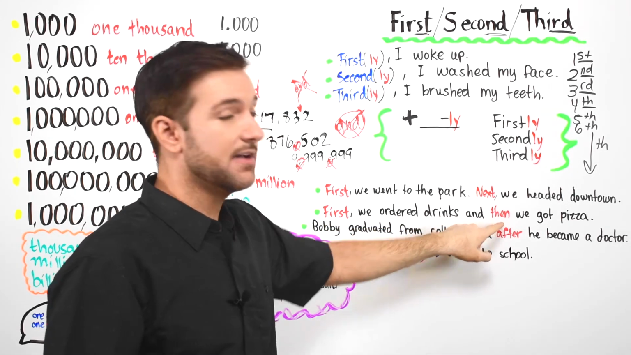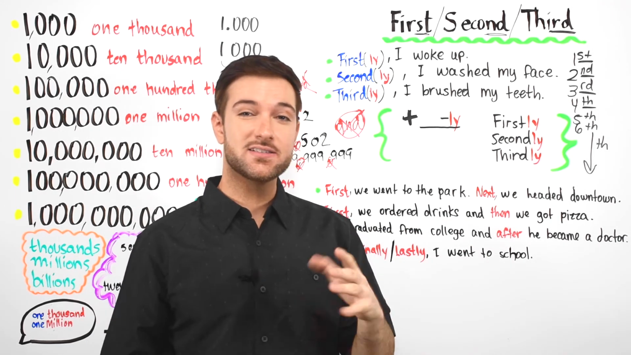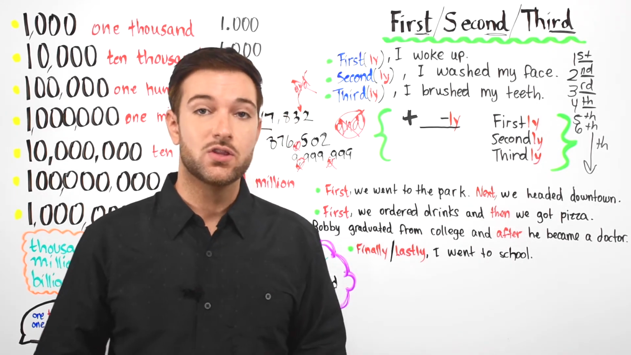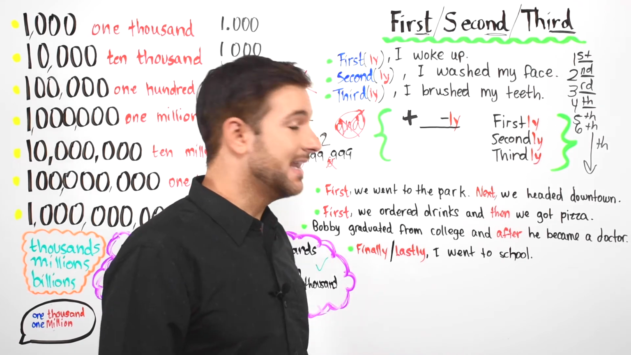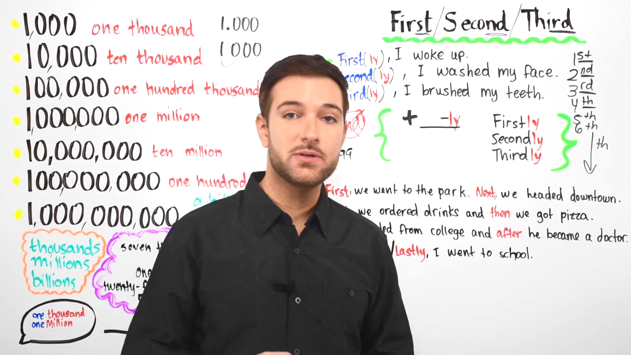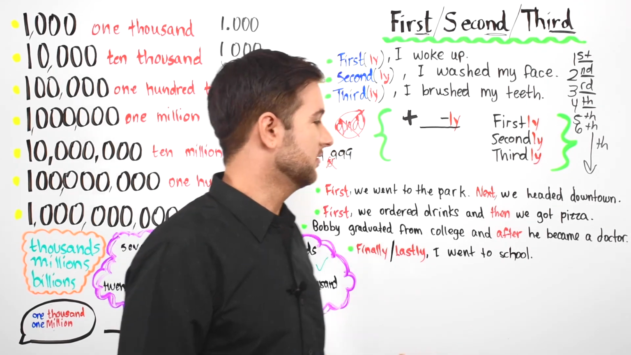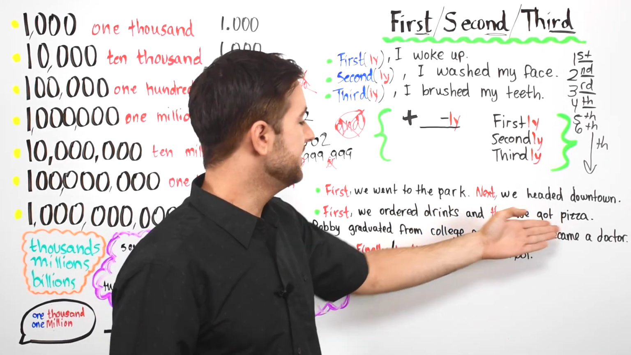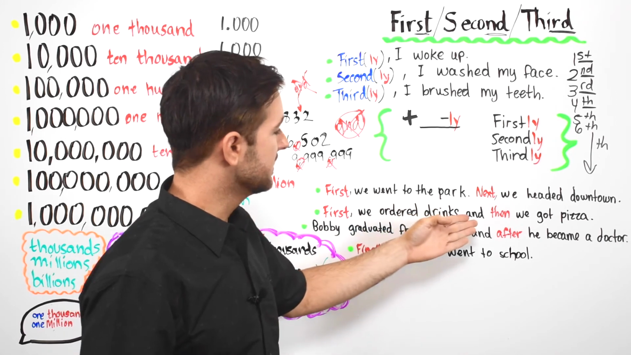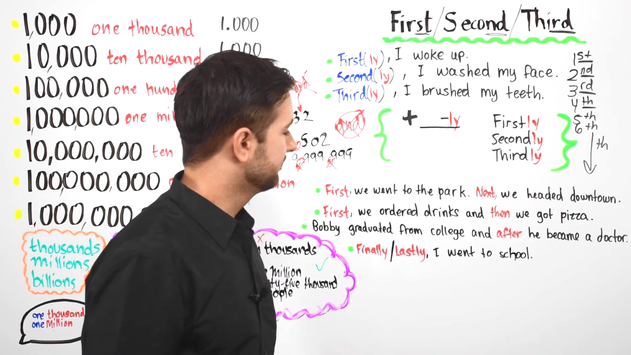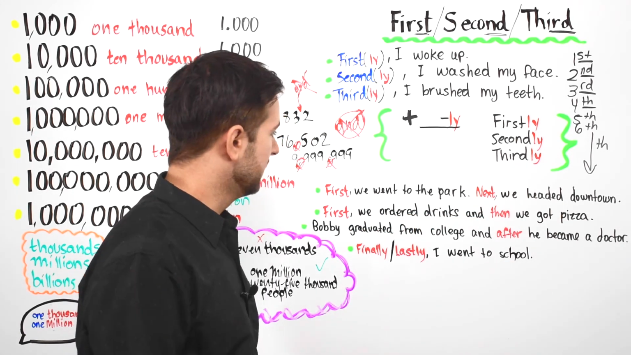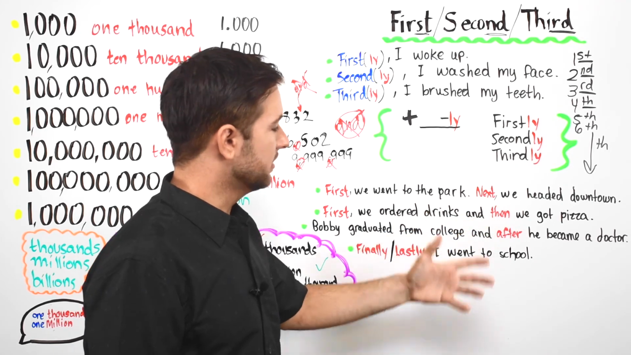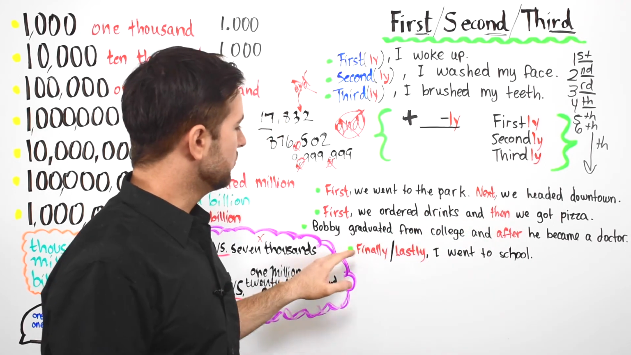So you can see we have another word, which is kind of similar to next, okay? The word is then, all right? And then we did this, and then we did that, okay? First we ordered drinks, and then we got pizza. Or you could say, first we ordered drinks, next we got pizza. Okay, so you can say it how you want. Next and then are similar, okay? All right, we'll go to the next one.